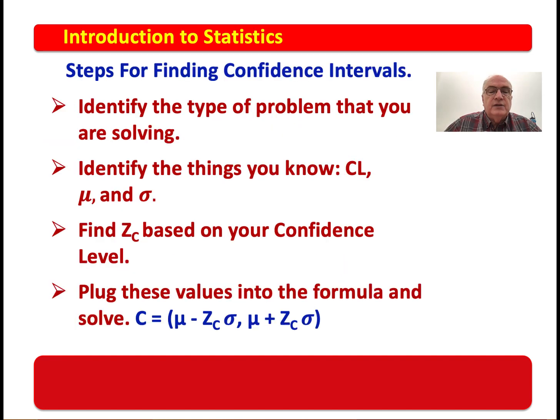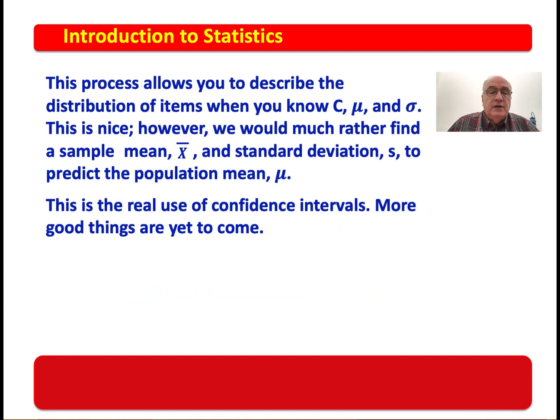We know what the confidence level is, and we just simply used our plan. We knew that it was a general data confidence interval. We identified the things we know: the confidence level, mu and sigma. We found Z confidence based on the confidence level using the table. We plugged them into the formula and solved. Nothing hard. The process allows you to describe the distribution of items when you know the confidence level, mu, and sigma. This is nice, very nice.